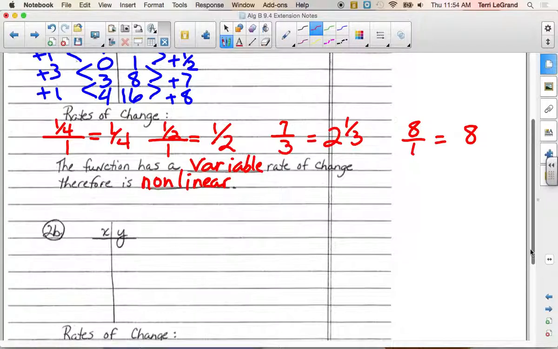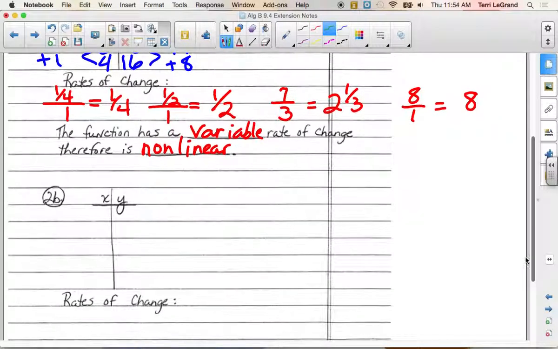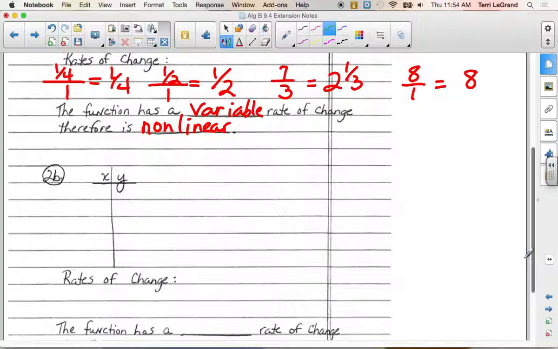Okay, so 2b. If you haven't started it and you're done with 2a, go ahead and start 2b. If you're not done with 2a, you need to finish that one up. If I can copy it right this time.